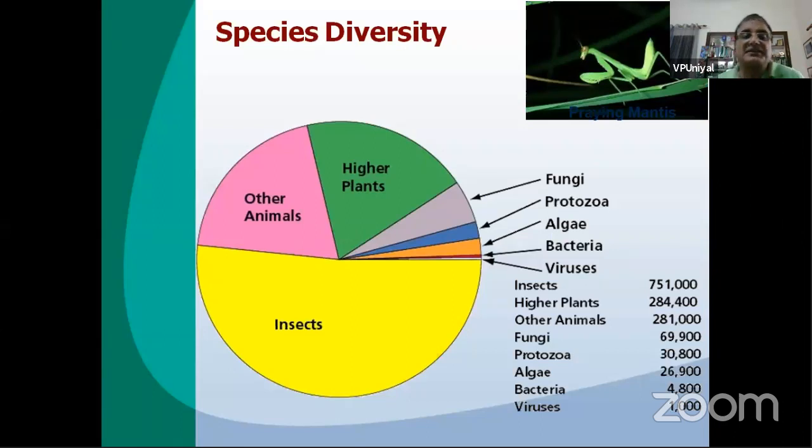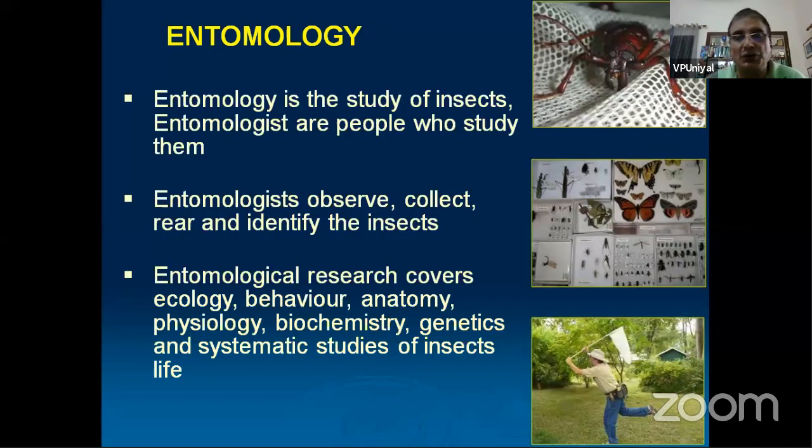In the diversity of insects, you can see the species diversity, with the largest representation being insects, compared with fungi, protozoans, higher animals, algae, bacteria, and viruses. So you know the subject is called entomology, and entomologists do research on ecology, behavior, anatomy, physiology, biochemistry, and genetics. Even that small fly, Drosophila, has been used for a large number of genetics experiments. So the small fly Drosophila is very, very important.